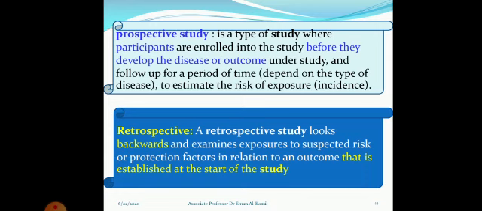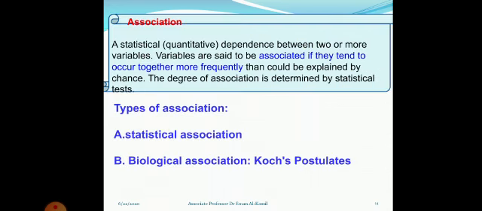While in the retrospective study, we start with individuals who have the outcome, and then we interview them about the previous exposure, retrospectively, in the past. So the retrospective study looks backward and examines exposure to a suspected risk or protection factor in relation to the outcome that is established at the start of the study. We take individuals who already have the outcome, have the disease.